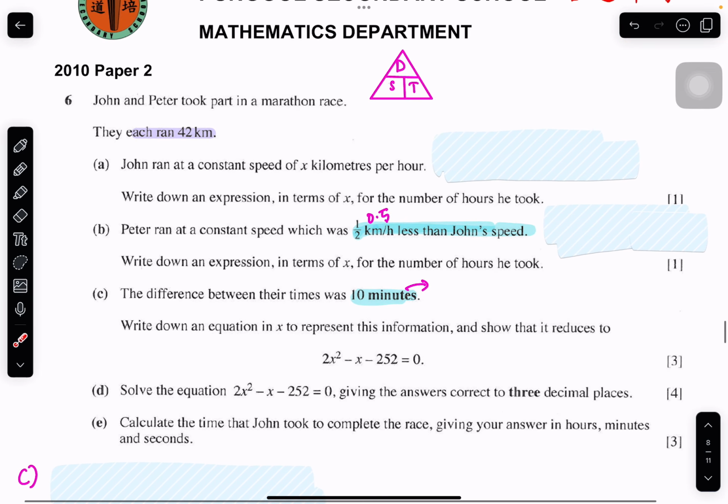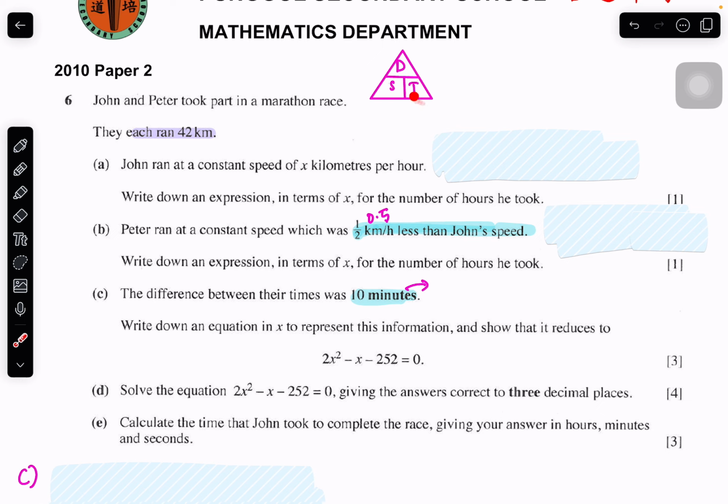So for this question, they mentioned that John and Peter took part in a marathon race. Each of them ran 42 kilometers. The first part requires us to write down the expression for the number of hours that John took to complete the race. Okay, we are also given that he has been running at a constant speed of x kilometers per hour. Alright, for this question, you need to draw your DST diagram, right?